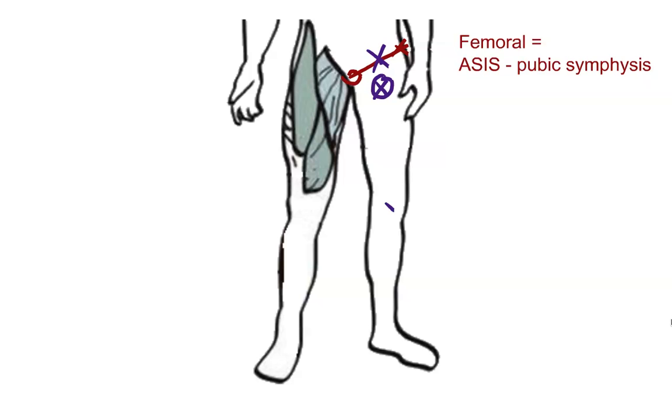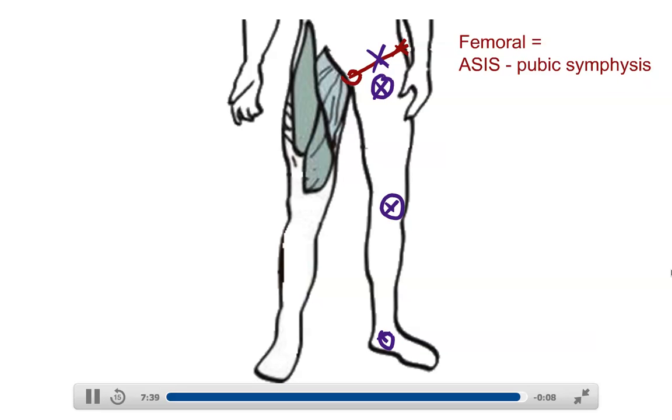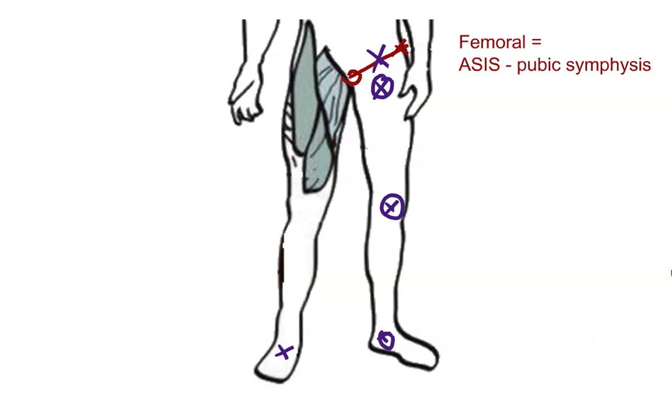The popliteal pulse is taken at the back of a flexed knee. The posterior tibial pulse just behind and below the medial side of an ankle. And the dorsalis pedis pulse on the top of the foot, known as the dorsum of the foot.